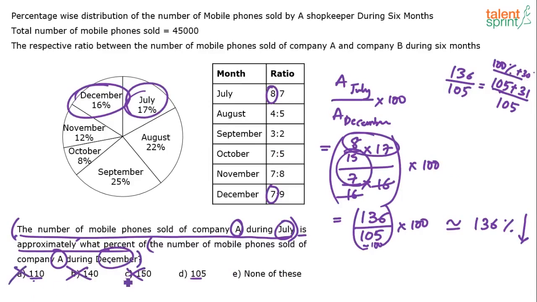So option A and option D are also incorrect, not in the range, and hence the answer has to be option 5, none of these.